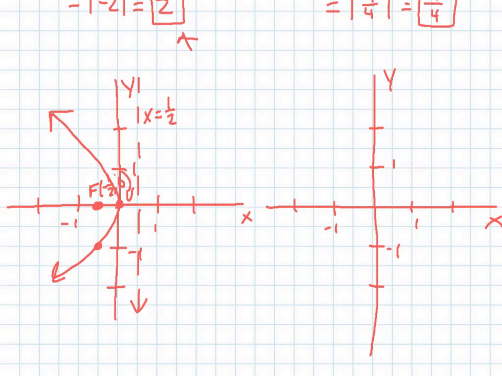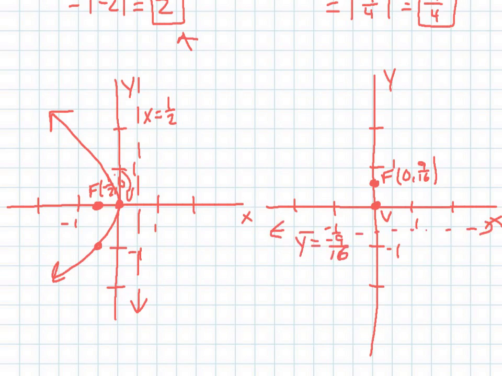Okay, so now you've got your vertex at 0, 0. Your focus is going to be 9/16, so that's a little bit more than half. So it'll be right about there, 0, 9/16, and then the same thing for your directrix. And we'll label that as well.